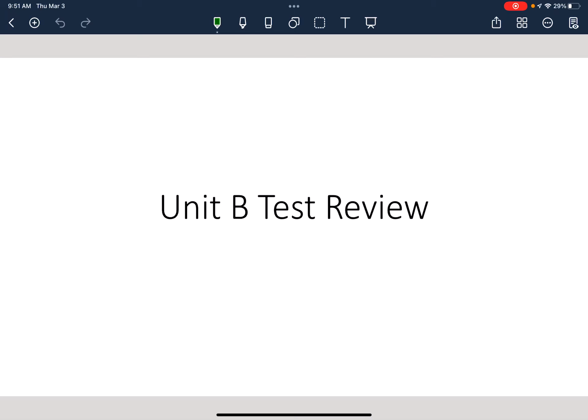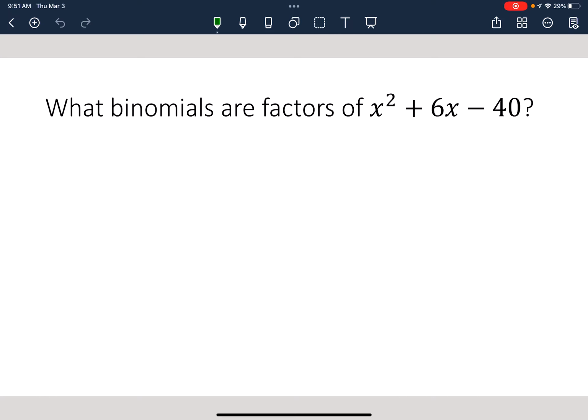So since Neuro wasn't working this morning, I'm going to go over our Unit B test review in this video. So the first question says, what binomials are factors of x squared plus 6x minus 40? So remember, this is the one where we use the trinomial patterns to factor.